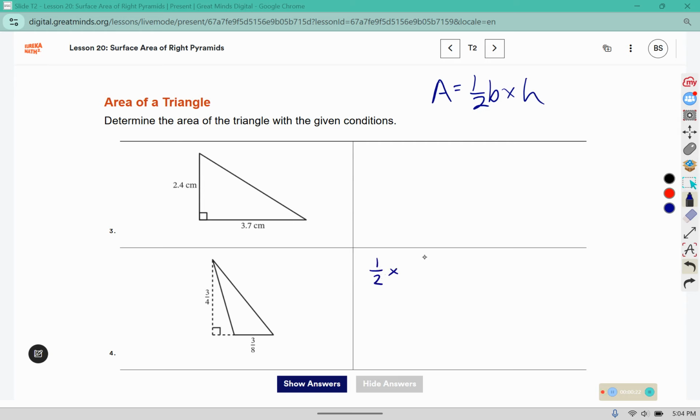The base in this case is 3/8, and the height is 3/4. 1 times 3 is 3, times 3 is 9. 2 times 8 is 16, and 16 times 4 is 64.